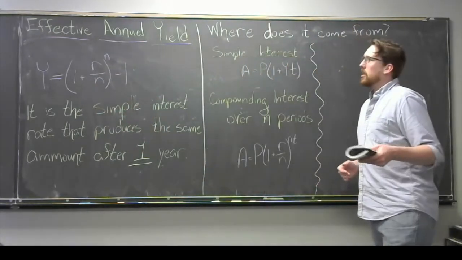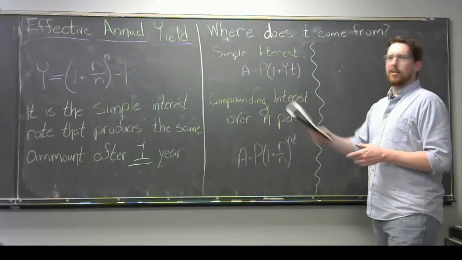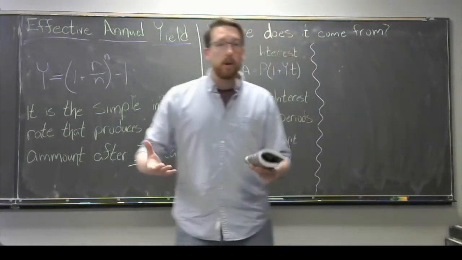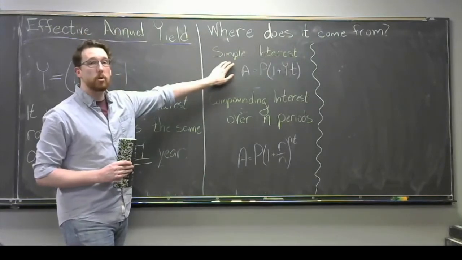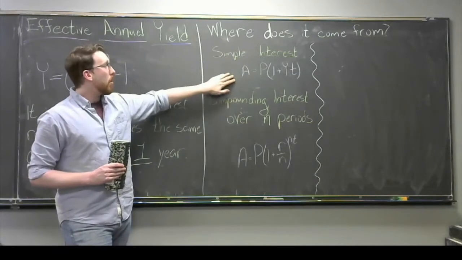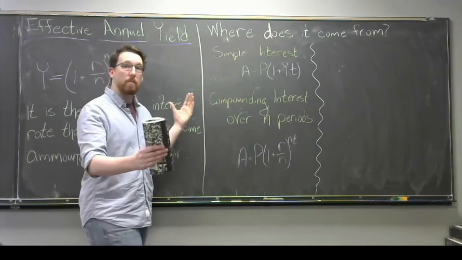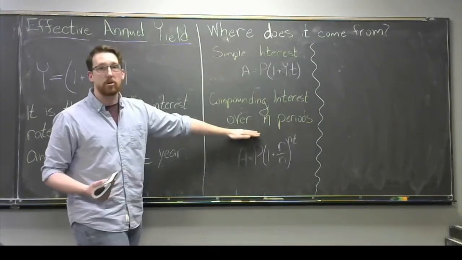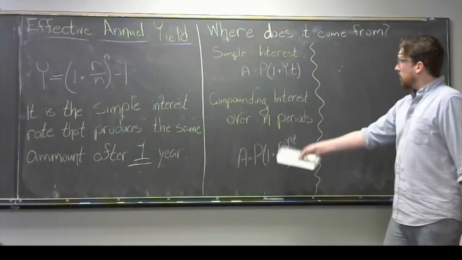So you might be asking yourself, how did they come up with that? It's a good question. The way they came up with that is they started by looking at simple interest and compounding interest. They said, all right, we know the formula to calculate the amount of money after some period of time for some simple interest rate and for some compounding interest rate. All right, cool, let's start there. We're going to set these two formulas equal.